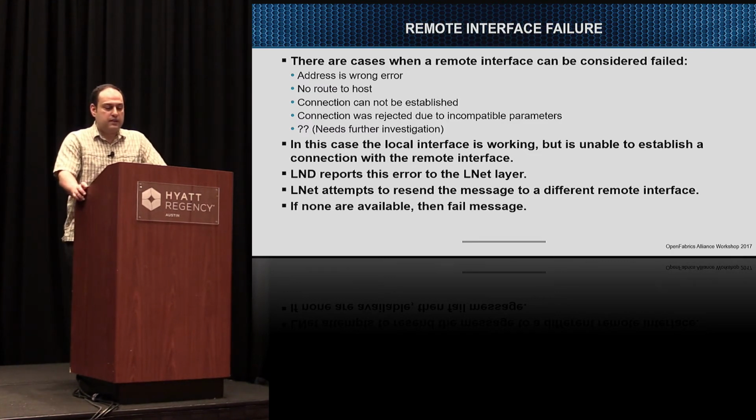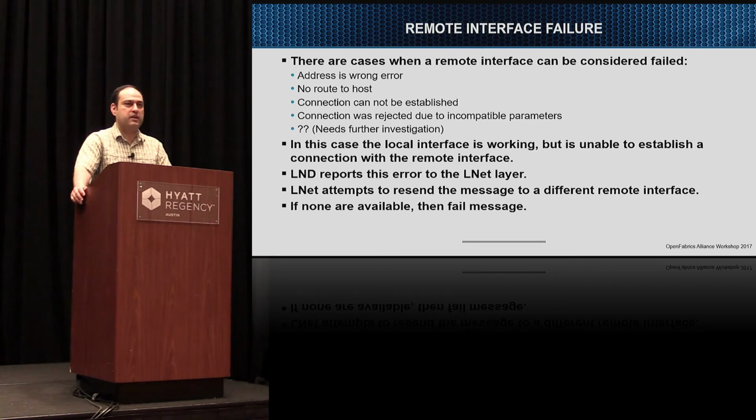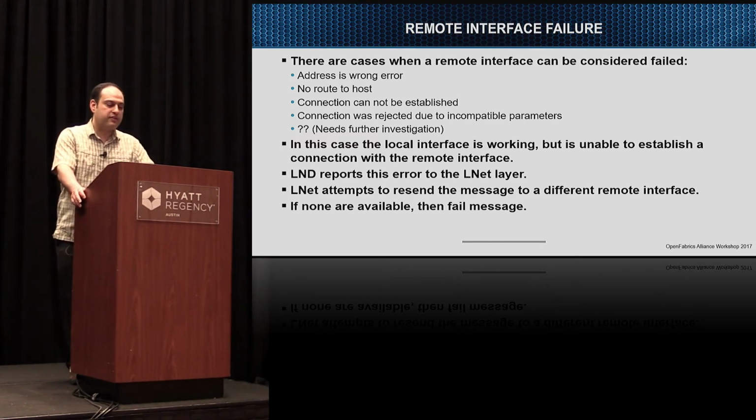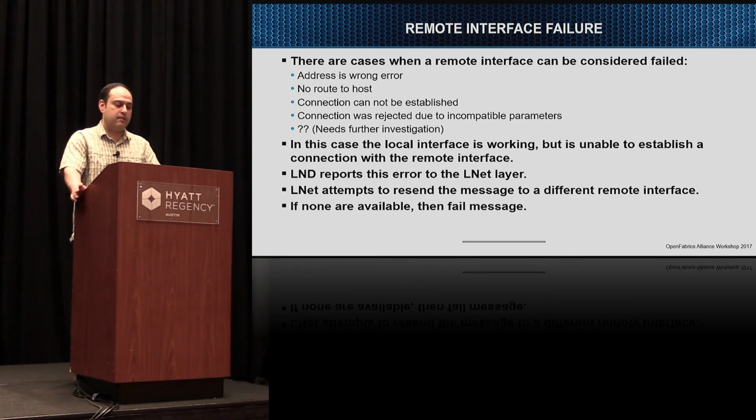For the remote interface, there are a few error cases that we want to handle. For example, if the address is wrong, or there's no route to host, or the connection cannot be established, or some parameters are incompatible, we need to not fail right away, but try a different remote interface if one is available for that peer. In this case, the local interface is working, but we're not able to establish a connection. We call this a soft failure because sometimes an issue with the connection gets fixed later on.